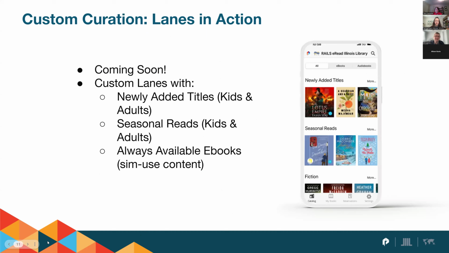And custom curation. So the lanes in action coming soon. This is what you will see for your libraries if you want them. Custom lanes with newly added titles for kids and adults, seasonal reads for kids and adults, and always available ebooks, which is simultaneous use content, which just means everybody can check it out at the same time. Great for classes, for book clubs. So all of those are great to always make sure somebody has something to check out to read right now.